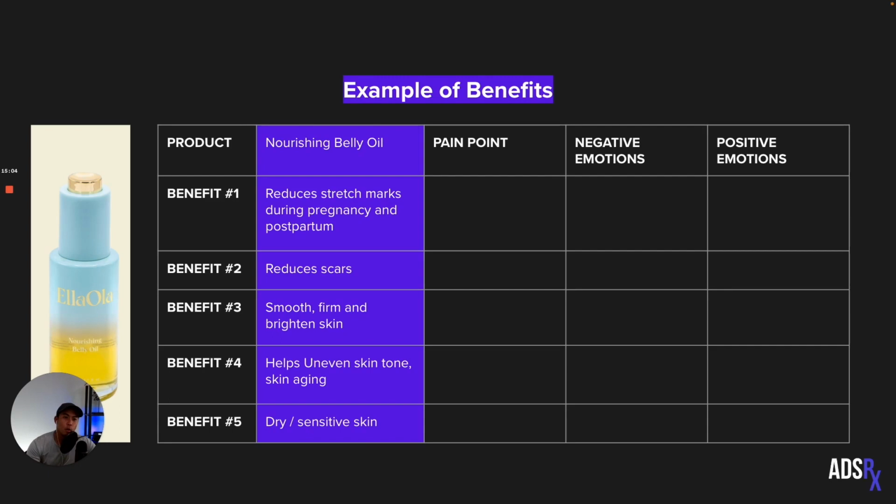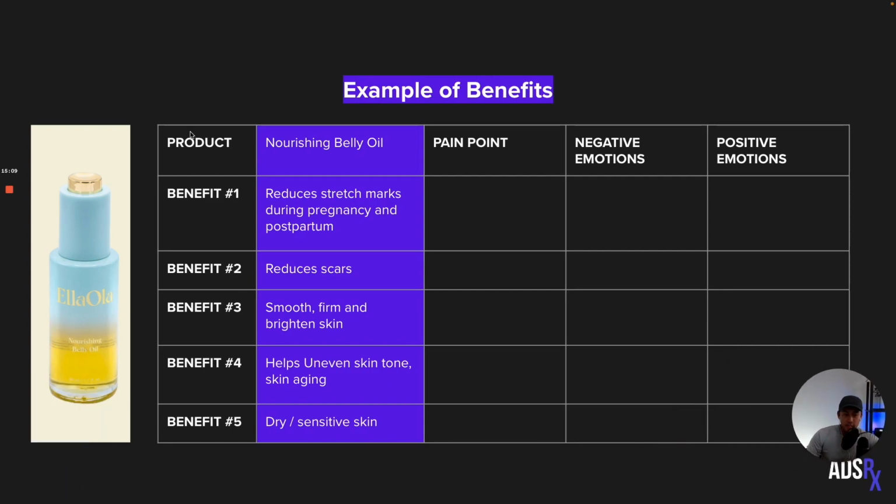All right. So I've broken it down over here in terms of the example of benefits. You have the product. We've got the nourishing belly oil, and we've got our benefits listed from 1 to 5. And I'm going to go through the other different sections here, the pain point, negative emotions, and positive emotions, because everything is linked to a benefit is linked to an emotion. And you have to understand that. They're not just these made up things, these made up words that brands will mention about their product, but it's actually linked to an emotional reaction.